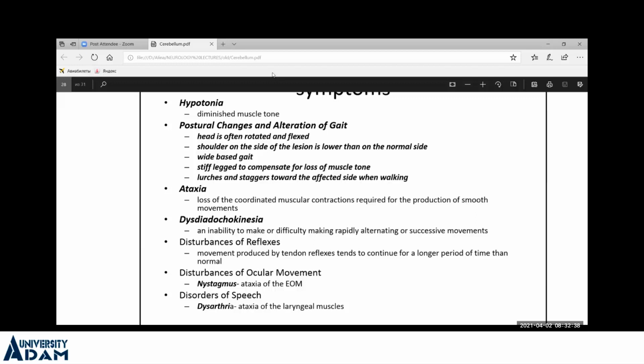So all words will be not low, but the person will talk loudly, and each word will be separate, not continuous speech. Okay, guys, so it will be sharp speaking, scanning speech.